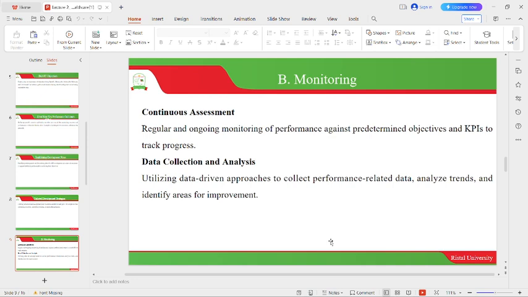Now, after continuous assessment, still under monitoring, the next thing is data collection and analysis. So you need to utilize data-driven approaches to collect performance-related data, analyze trends, and identify areas for improvement. So you keep on recording, whether it is through performance appraisal or just writing observations, whatever method you're using to collect your data, you need to now identify areas of weaknesses. For example, you can say that I've been observing that the doctors take long to attend to the patients. That's already an area of weakness.